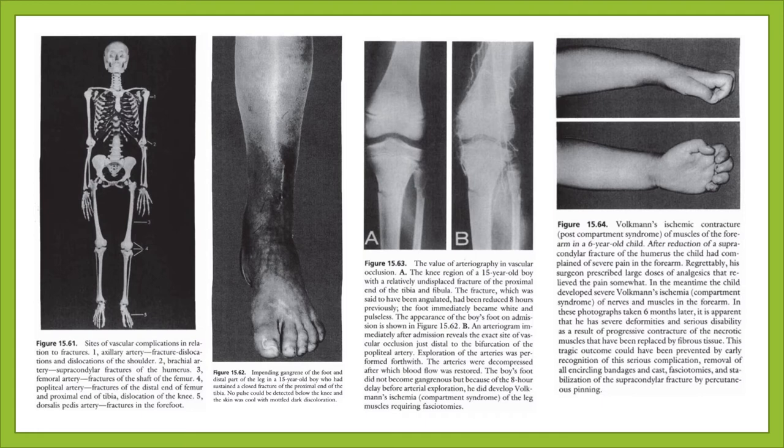In this photograph taken 6 months later, it is apparent that he has severe deformities and serious disability as a result of progressive contracture of the necrotic muscles that have been replaced by fibrous tissue. This tragic outcome could have been prevented by early recognition of this serious complication, removal of all encircling bandage and cast, fasciotomy, and stabilization of the supracondylar fracture by percutaneous pinning.